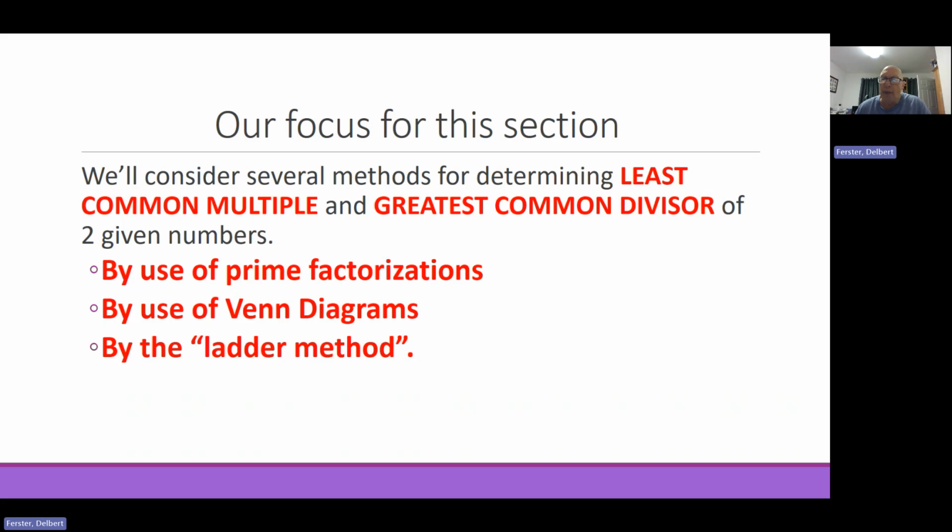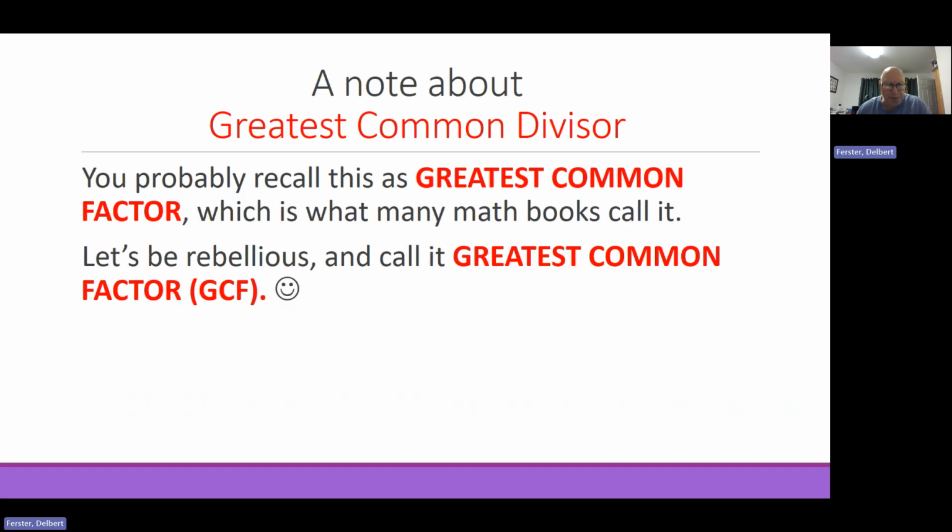Okay, so we'll see several methods to do this. We'll use prime factorizations. That's probably the way you might remember. I like the Venn diagram approach, and years ago I ran into this ladder method. I really kind of like it, so I'm going to show you those as well as methods that we can use to find least common multiple and greatest common divisor.